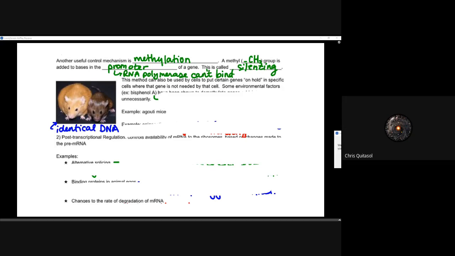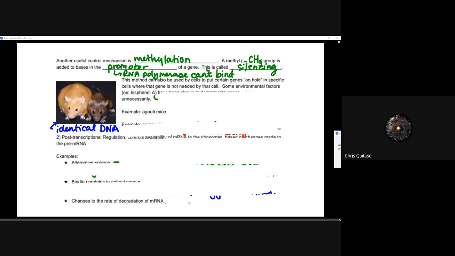This method can also be used by cells to put certain genes on hold, in specific cells where the gene isn't really needed, where the cell doesn't need to make that protein or express that gene at all. So it silences specific components of that gene, depending on the cell that it's in. Again, this is a very broad, general description of what it actually does, but it's so heavily specialized that it is absolutely incredible how cells know what to make more of or make less of as a result of that.